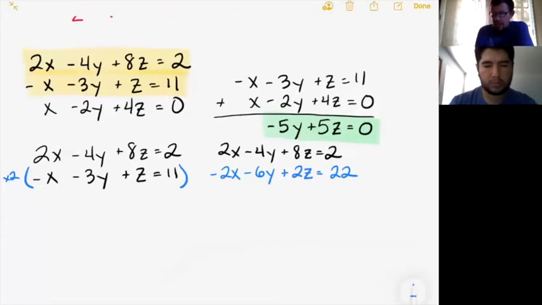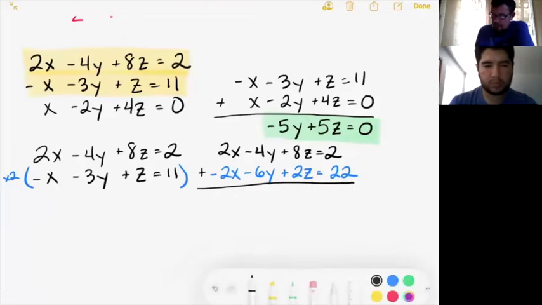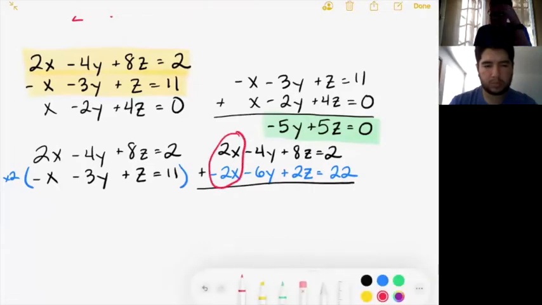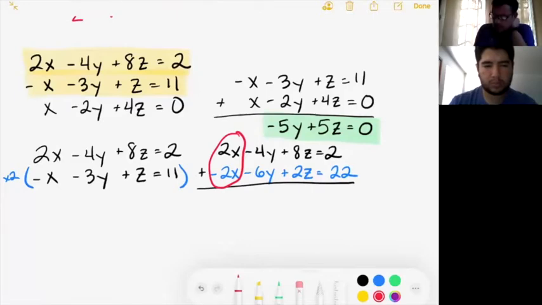And so now we'll just add those straight down, which has the benefit of eliminating the 2x and the minus 2x. So no x's left. That's good. That gives me minus 10y plus 10z equals 24.